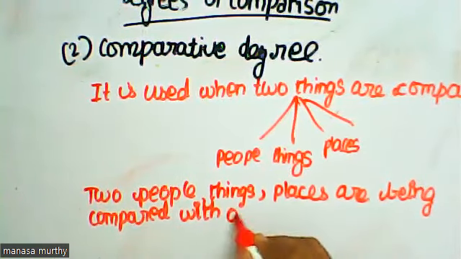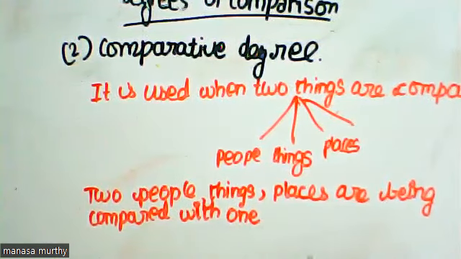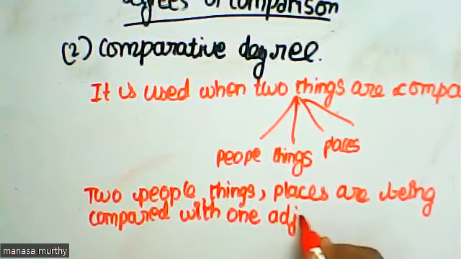We compare with one adjective. One adjective now, sweet, sweeter. Sweet is an adjective. Now, ER is a suffix added to it. I compare with one adjective.